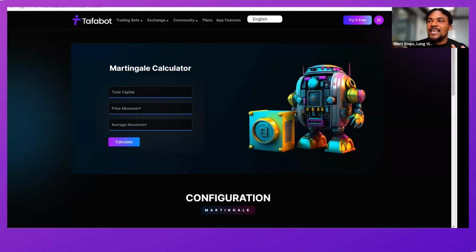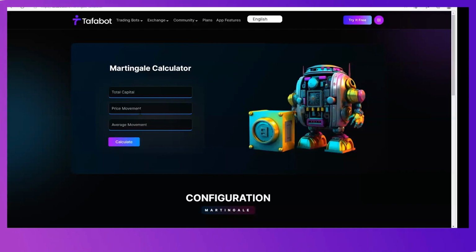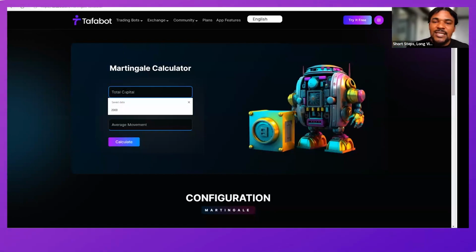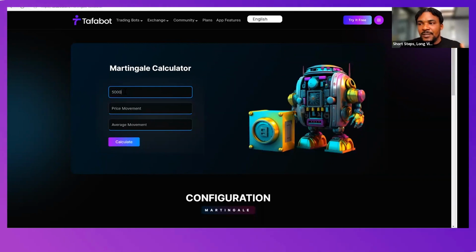So over here, you can see the Tafabot Martingale calculator. I'm going to share the charts so you're able to access it. What the Tafabot Martingale calculator helps you do is give you all the settings you require without you doing any work. So what are the inputs that we need to enter? For example, I want to trade this Bitcoin data, and I say I want to put $5,000 into Bitcoin, following what we just found out on the Bitcoin movement.